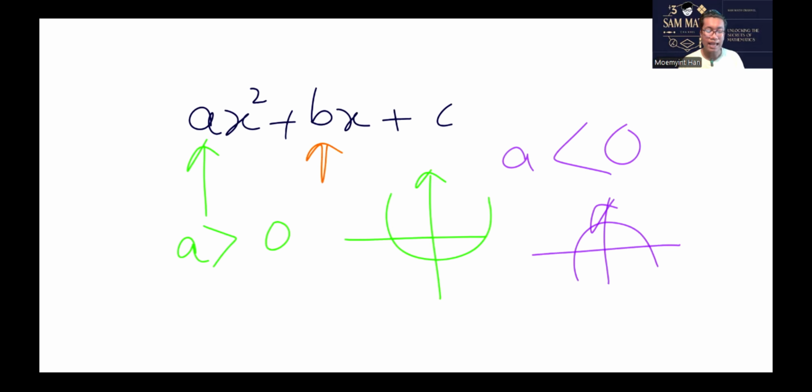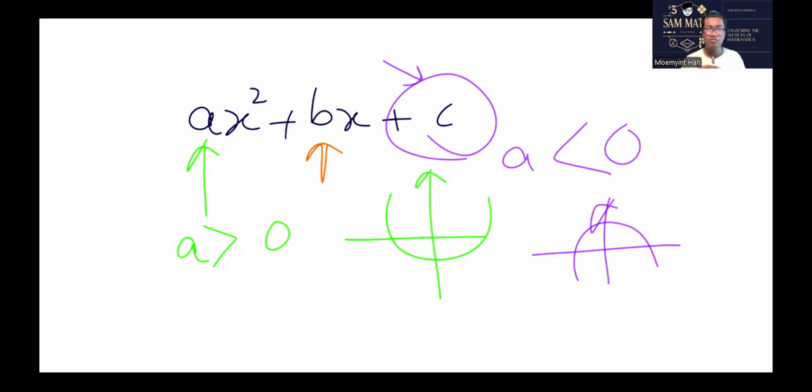So c is the y-axis intersection. The c will show where the graph will intersect with the y-axis. But most of the time when we do something like this, we're going to use vertex form to get a better idea of the graph. I'm going to show you the vertex form later.